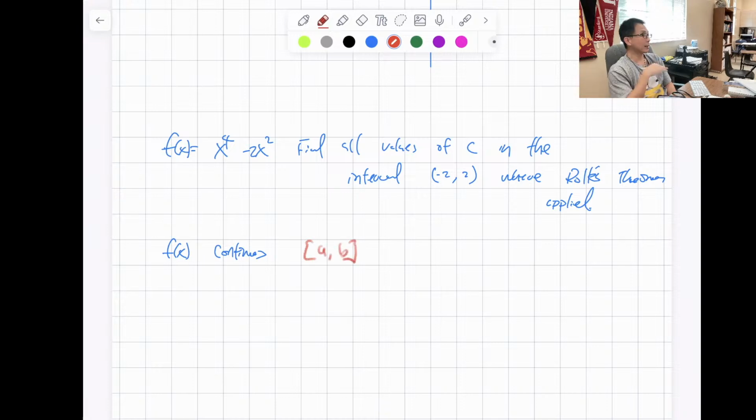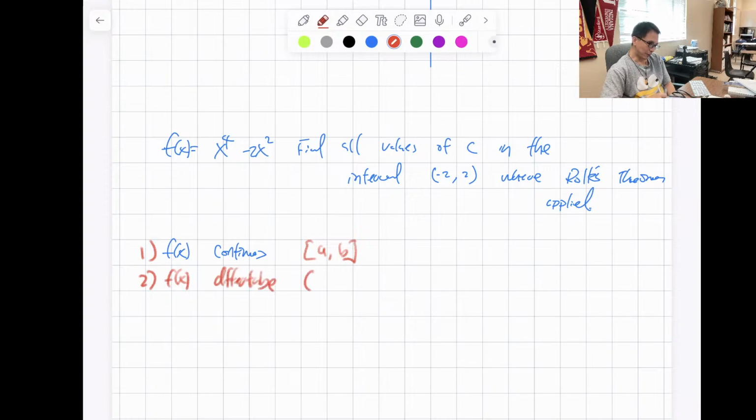When you have an x on the bottom, like 1 over x minus 1, it's not continuous at 1 because there's a vertical asymptote, sorry. If you have a hole, it's also not continuous. So f of x is continuous. First condition is fulfilled. Second condition, f of x is differentiable.